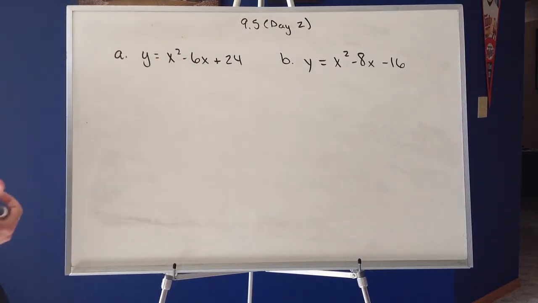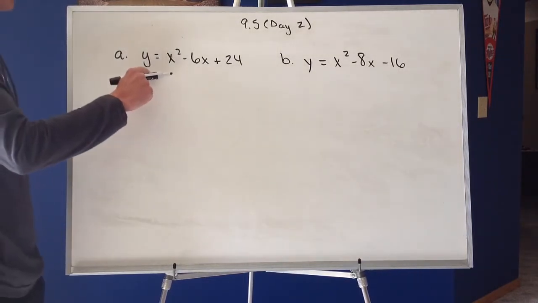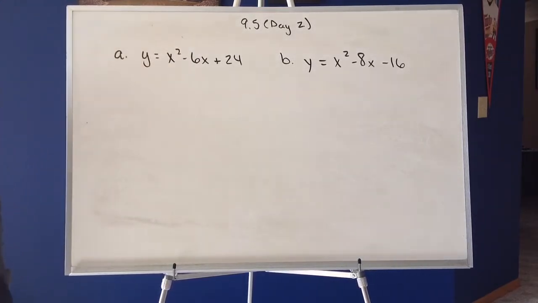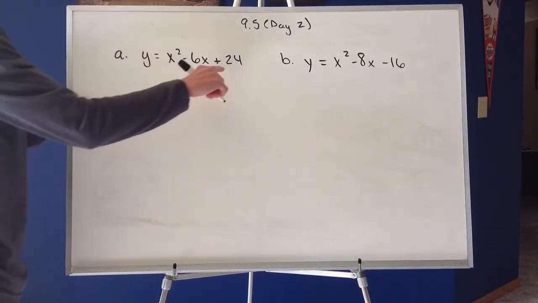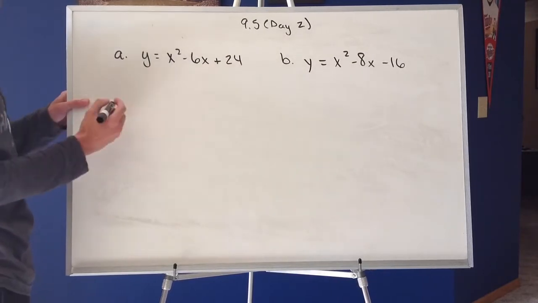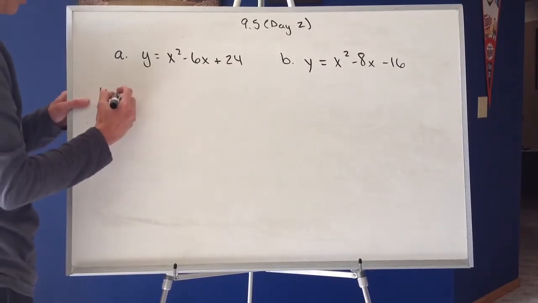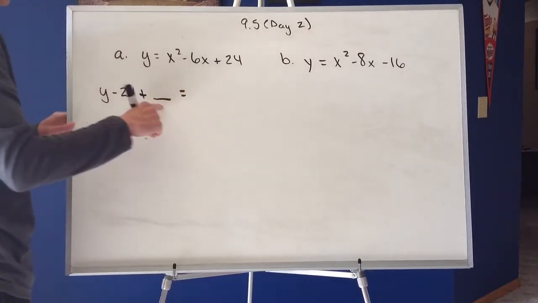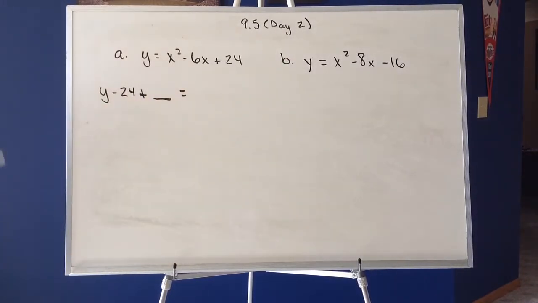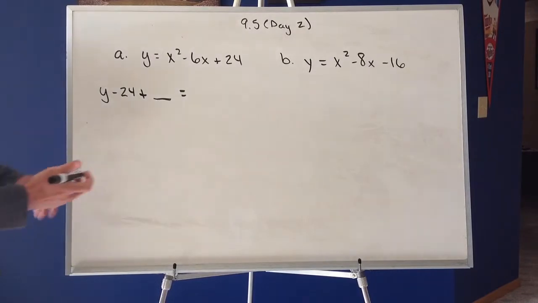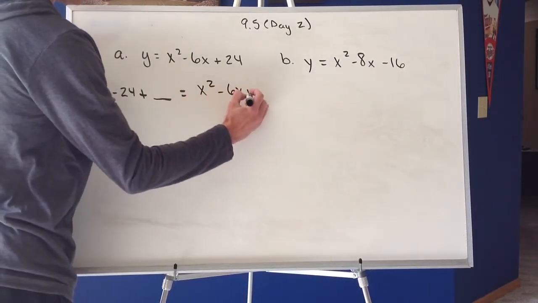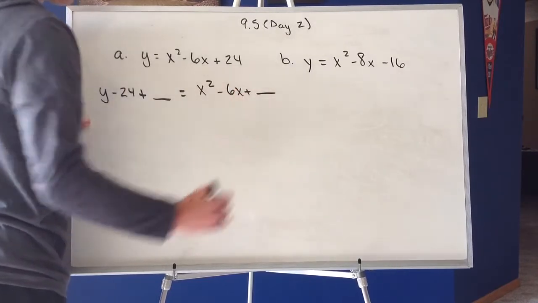Okay, we're going to start off the same way we did when we were completing the square. You'll notice you have a y here and not a 0. That's actually going to be important. We don't want to lose that y. So what we're going to do is we're still going to bring the 24 to the other side. So we'll end up with y minus 24, and we're still going to have a plus blank as well. We're going to have to still fill in the blank like we had to with completing the square. So then I'll have x squared minus 6x, and again plus that same blank.